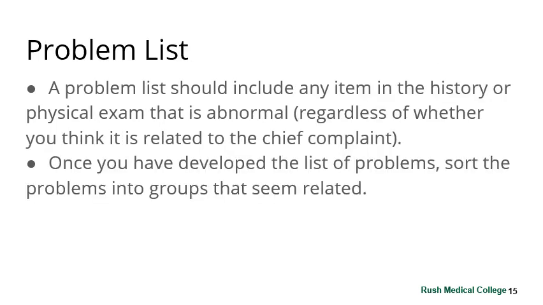The next step is to develop the problem list. A problem list should always include any item in the history and physical exam, we refer to that as the database, that is abnormal. So you don't need to make a judgment at this point of whether you think it's related to the chief complaint or not. You just need to decide whether it's normal or abnormal. If it's abnormal, it gets included on your problem list.